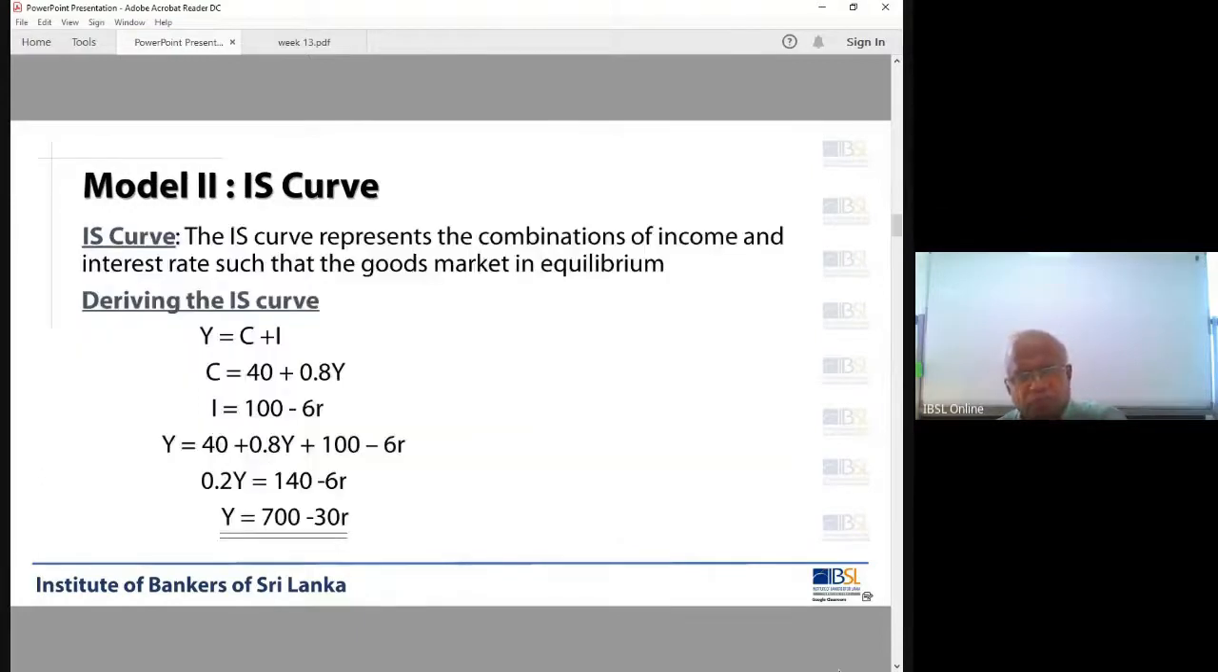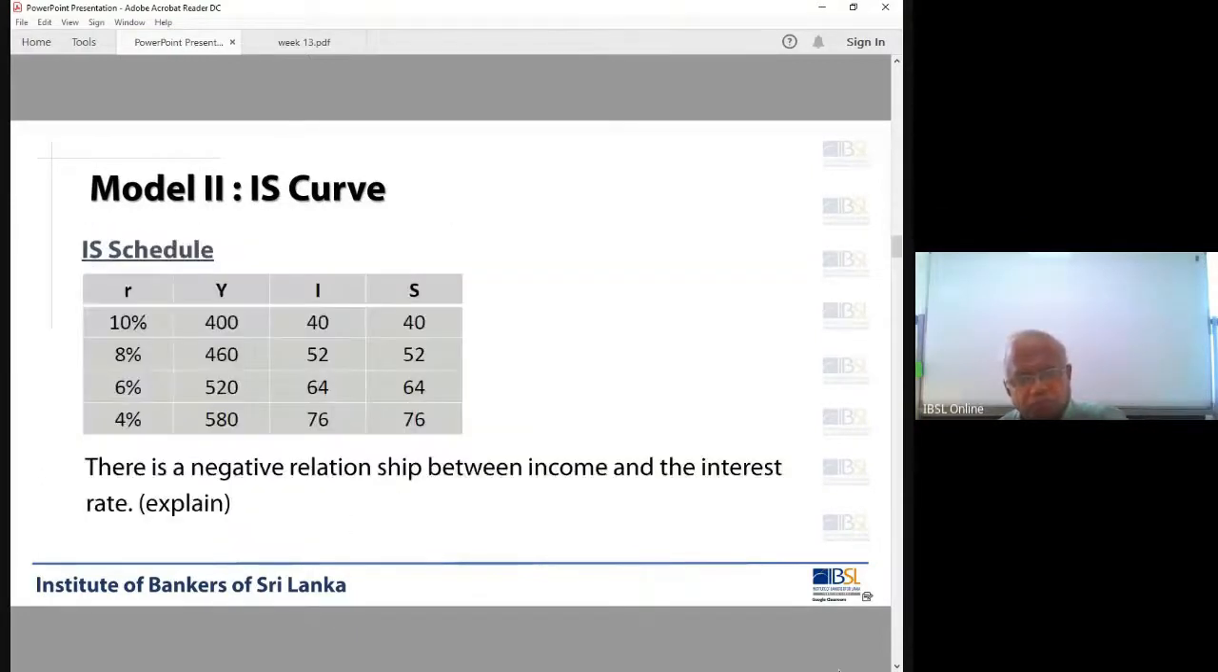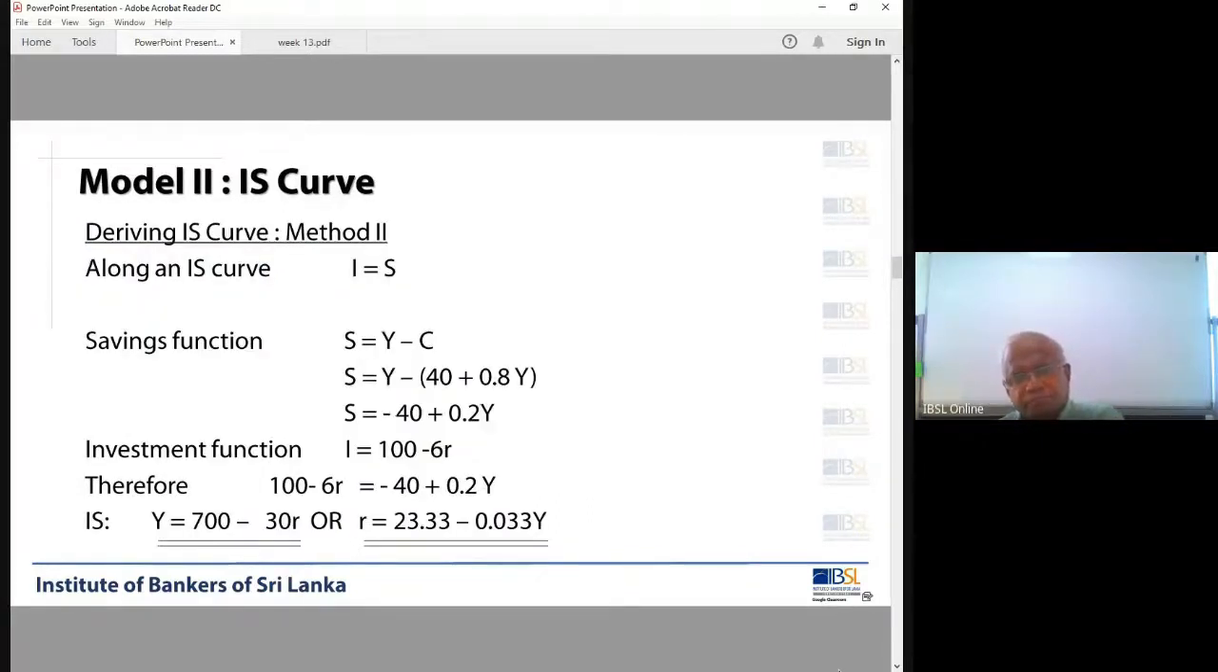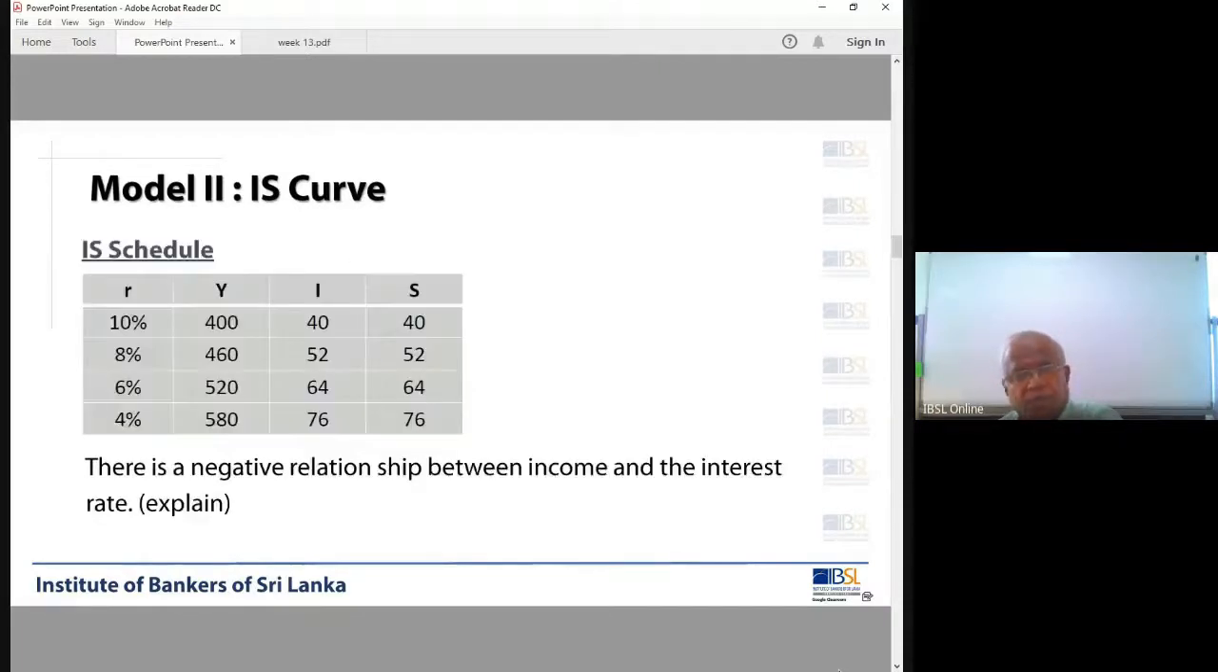Then you can calculate investment at each interest rate using the investment function. To calculate savings, you need a savings function, which I have derived. Then you substitute the income at each level: 400, 460, 520. You can calculate savings, and you can see investment and savings match. They are the same. Along the IS curve, the IS schedule, investment equals savings.